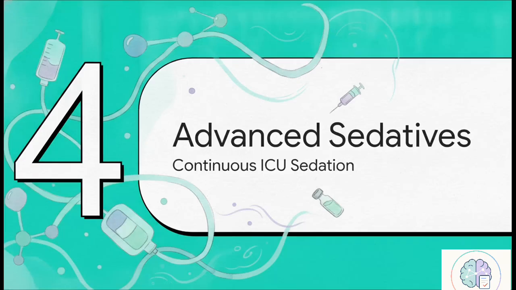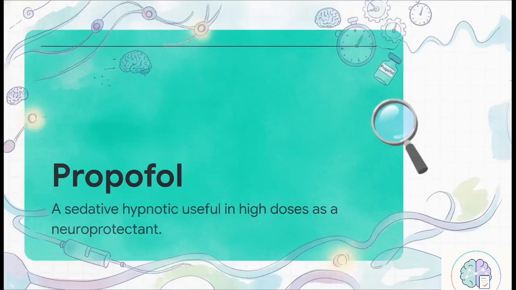All right, home stretch. Section 4, Advanced Sedatives. First in the heavyweight division is propofol, or Diprivan. This is a sedative hypnotic that actually pulls double duty. It's really useful in high doses as a neuroprotectant. But here's a key pharmacological trait you need to know. Its offset time significantly increases after 12 hours of continuous use.